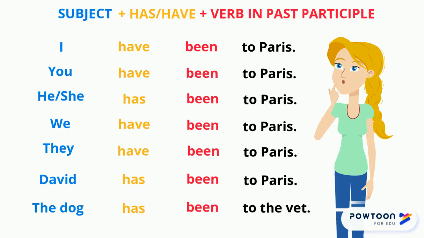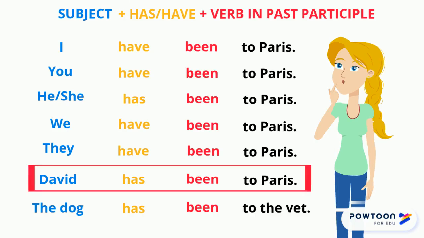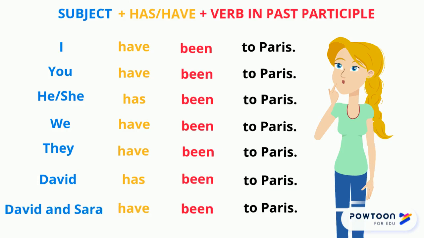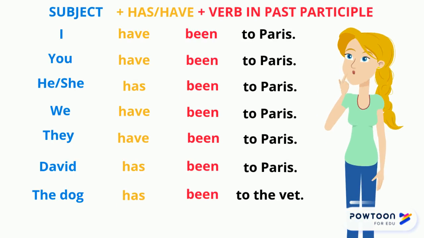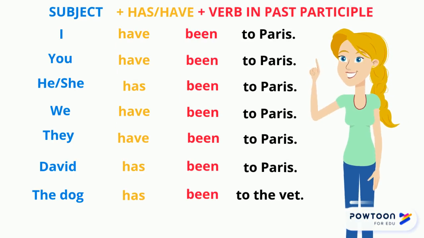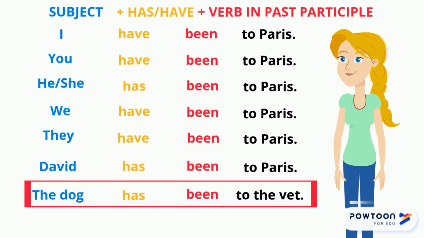Note that when there is a person's first name, such as David, it is like using he, and we would use the word has. David has been to Paris. If there are two names, David and Sarah, it would be the same as they. And so we would say, David and Sarah have been to Paris. And a noun such as the dog is like the subject it, and so we would say, the dog has been to the vet.